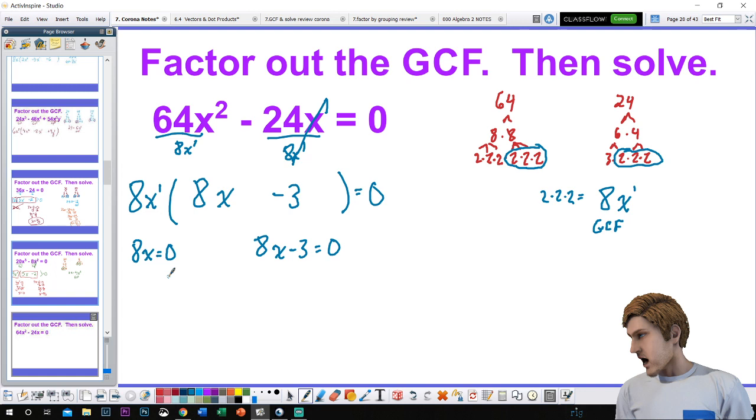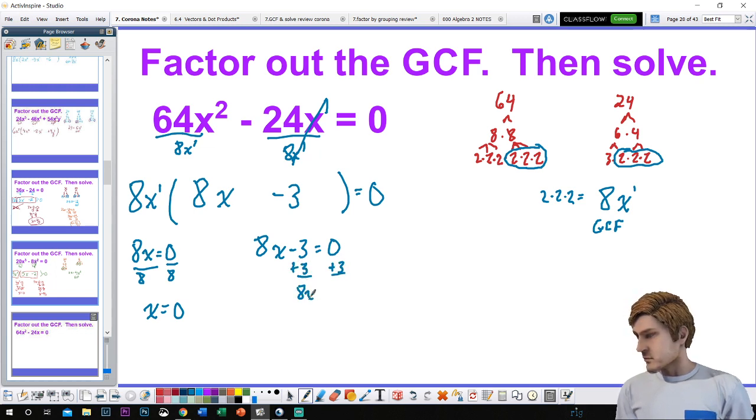And then solve. Here I'm going to divide by 8. Over here I'm going to add 3, and then divide by 8. Done.